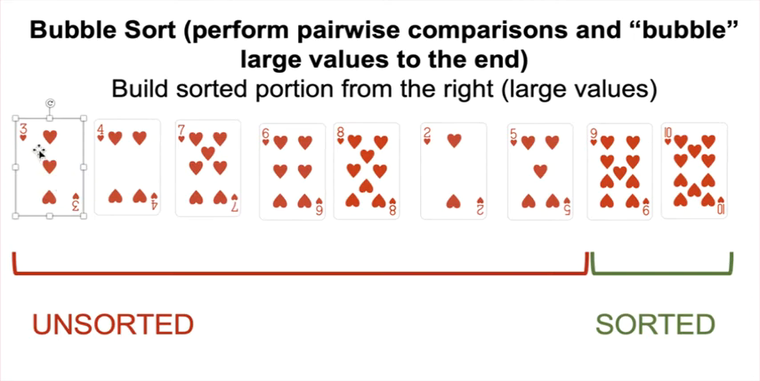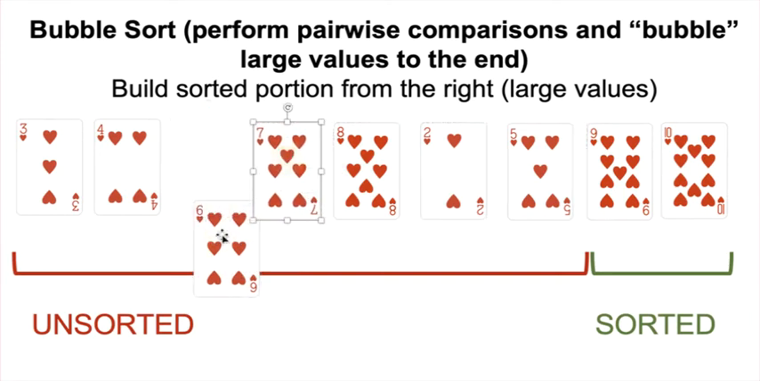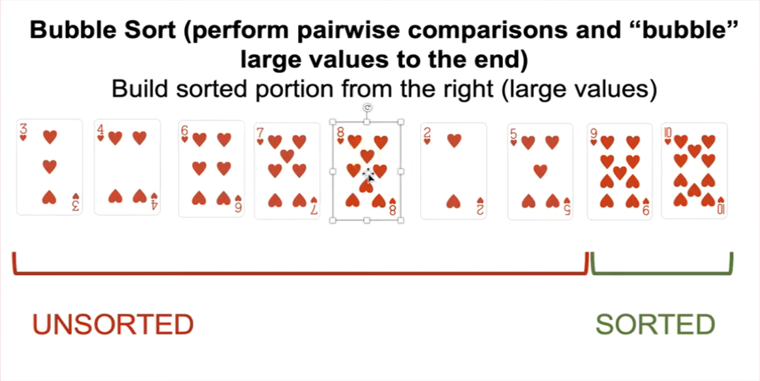We start with the first element in the unsorted portion. Is 3 greater than 4? No. Is 4 greater than 7? No. Is 7 greater than 6? Yes, so we swap. Is 7 greater than 8? No. Now we're going to watch 8 bubble to its sorted position.